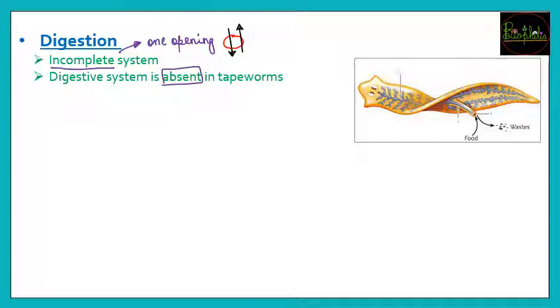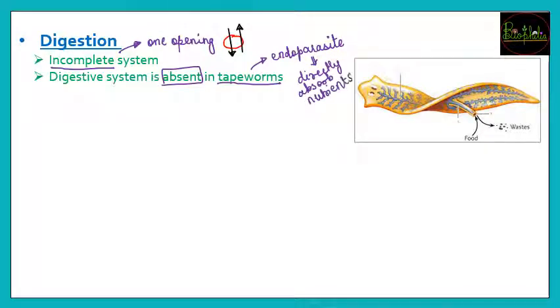This complete absence of a digestive system in tapeworms is because tapeworms are endoparasites. What are they going to be? They are going to be endoparasites. Now endoparasites directly absorb nutrition. What are they going to do? They are going to directly absorb nutrients.